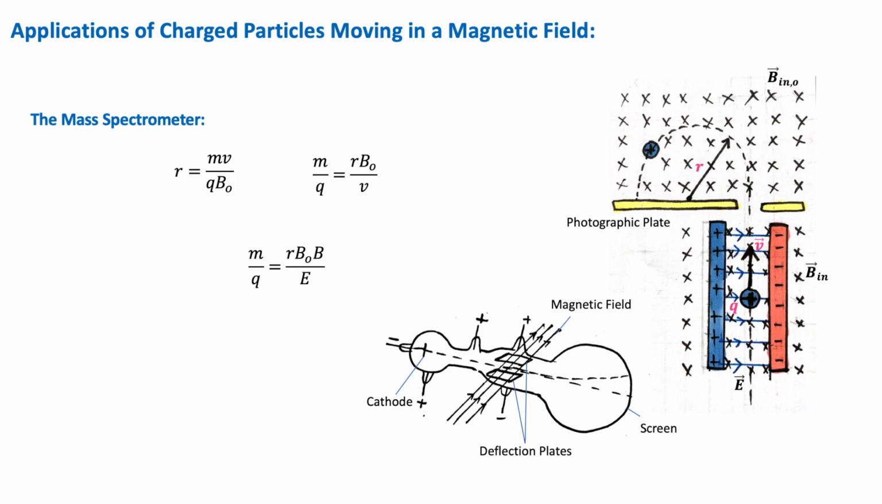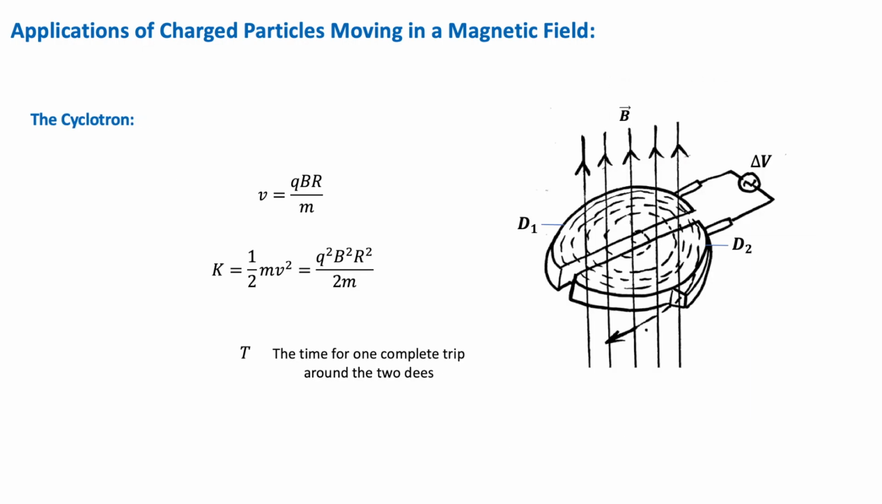So a third application of the Lorentz force that we will consider is the cyclotron, which is a device that can accelerate charged particles to very high speeds. And then these particles are used to bombard other particles like atomic nuclei. Okay, so as you can see here, the charged particles move inside two hollow metal containers of semicircular shape, named D1 and D2, because they are shaped as the letter D.